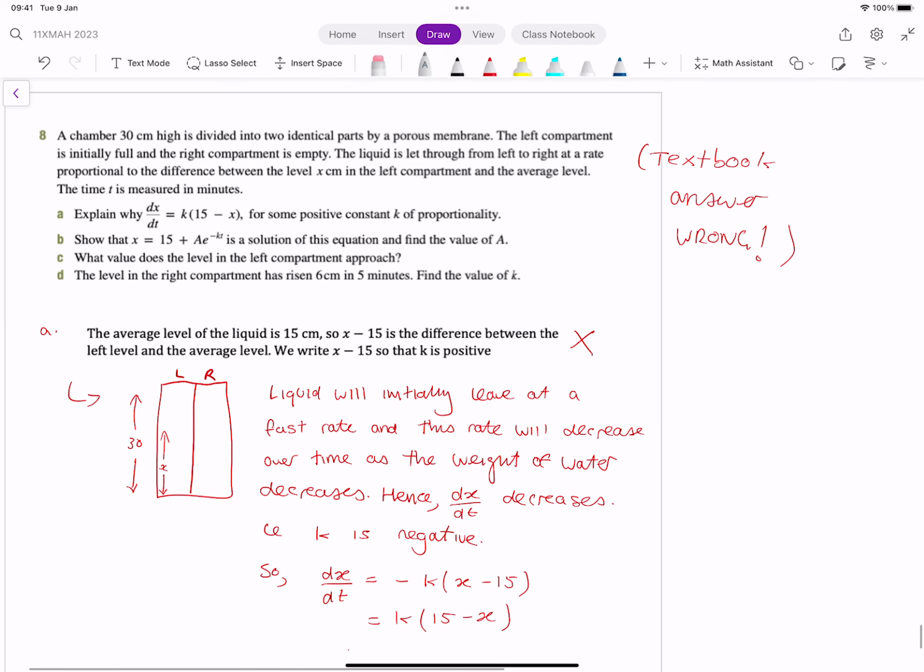Okay, this last example, the textbook's answer is wrong, so I pasted it in and then wrote it in what I would write. So we've got a chamber that is 30 centimeters high, divided into two identical parts by a porous membrane. The left compartment is initially full and the right compartment is empty. The liquid is let through from left to right at a rate proportional to the difference between the level in the left compartment and the average level. Explain why dx/dt is k(15 minus x).